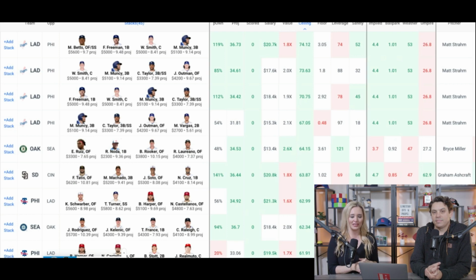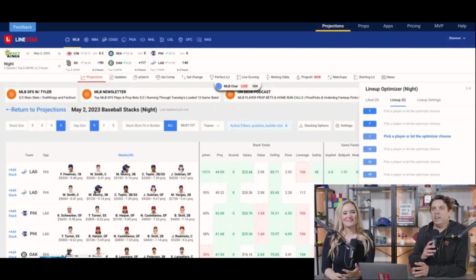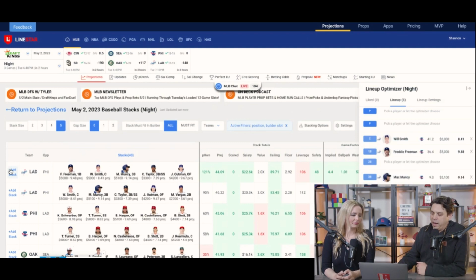Make sure to check out the LineStar app because we have all these tools. Also, you can add the different stacks to your optimizer, which is another important tool. I would be using this in more of a situation where I'm hand building or maybe only building 1-2-3 lineups, something like that. But you find a stack that you like, you add it in, and then there's a lot of different things you can do here. You can pick your pitchers you want.